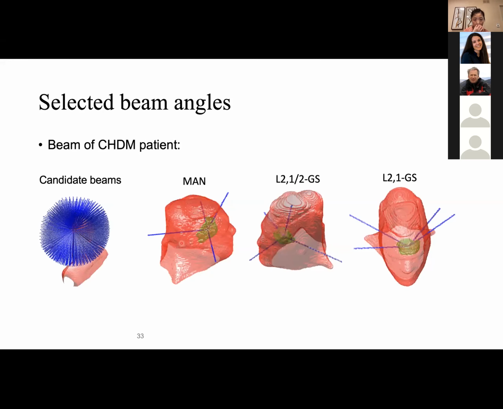Let's take a look at the beam angles. This is the candidate beams, and the second from the left is the manually selected beams for this chordoma patient. And here shows the result using L2,1/2 norm group sparsity and L2,1 norm group sparsity. In order to keep the comparison fair, we adjusted our tuning parameters so our BOO algorithm has the same number of selected beams as the manual plan, which is 4 for this case and 3 for the head and neck case.